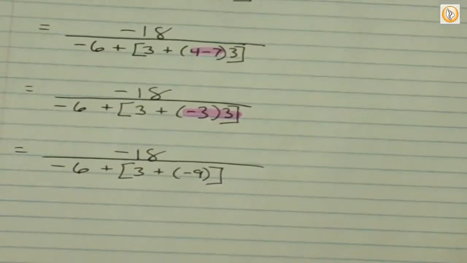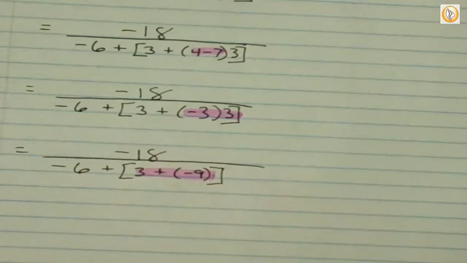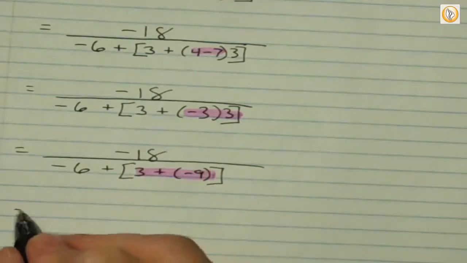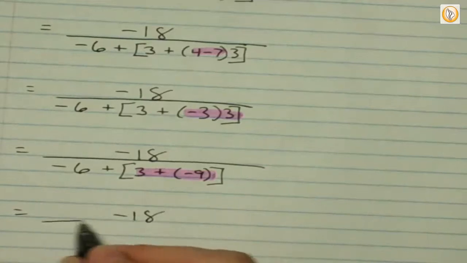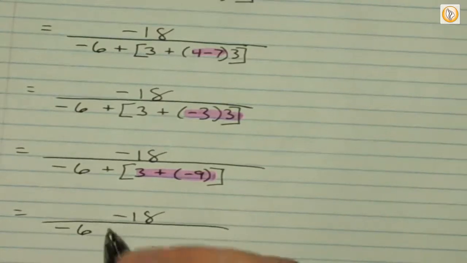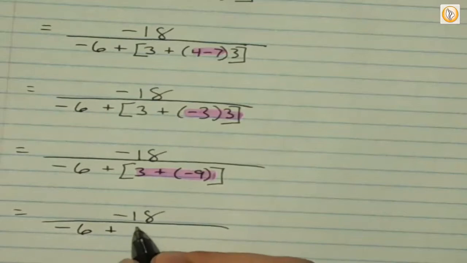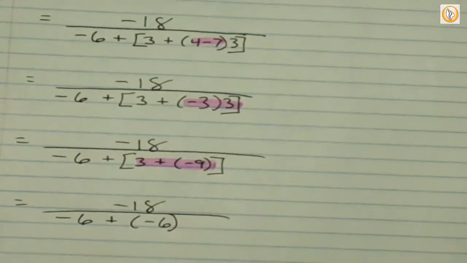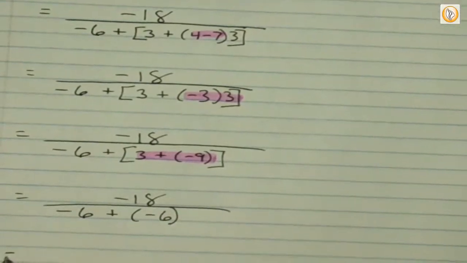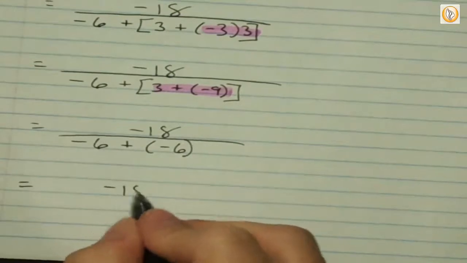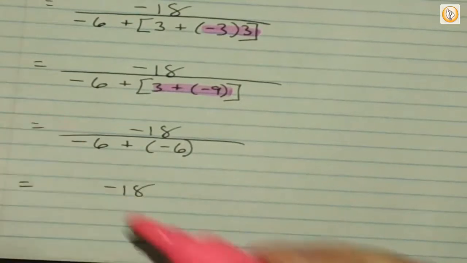Now what do I do? You do 3 plus 9. And what do you get? -6. Now what do we do? -6 plus -6 is -12. Look at you go.